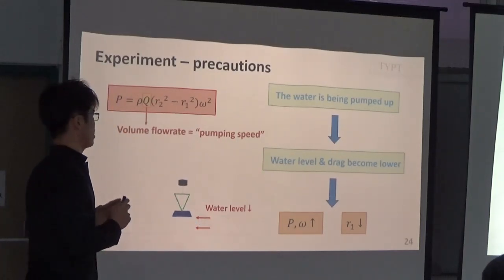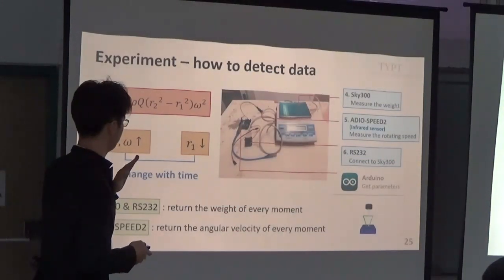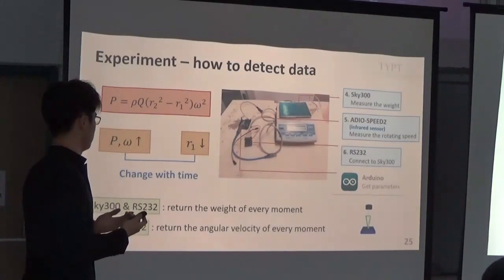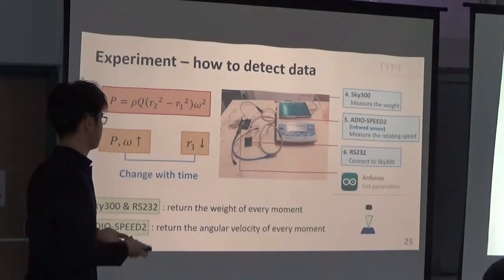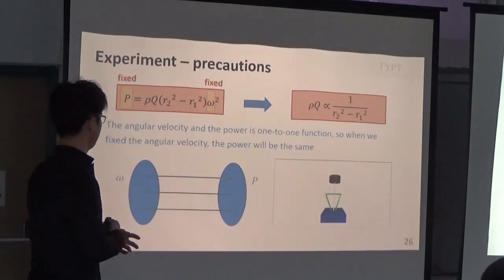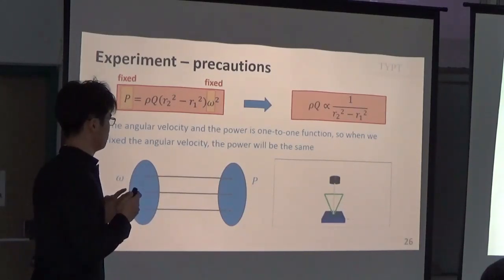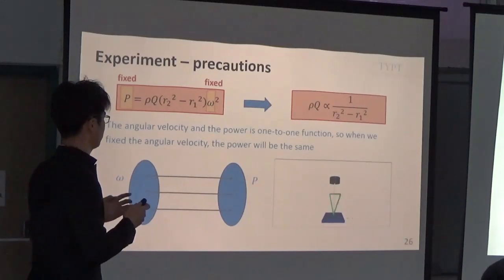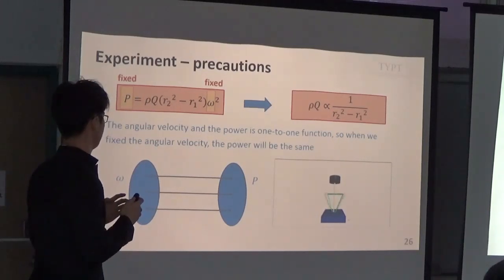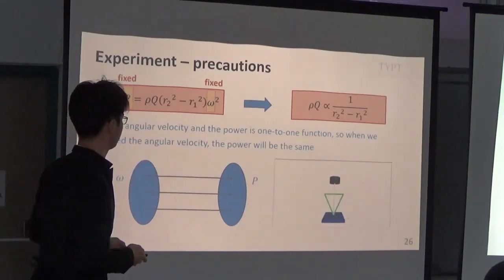And I found that when the water is being pumped out, the water level and the water jet will become lower, which means there are three parameters that will change with time. So here I use Arduino, which can return the parameters at every time more precisely, which can decrease the error of my experiment. And because it's very hard to measure the real power acting on the straw, I would like to simplify it. I think the angular velocity and the power is actually a one-to-one function. So if we fix one of them, the other will also be the same. Then we can simplify this equation just like the right one.